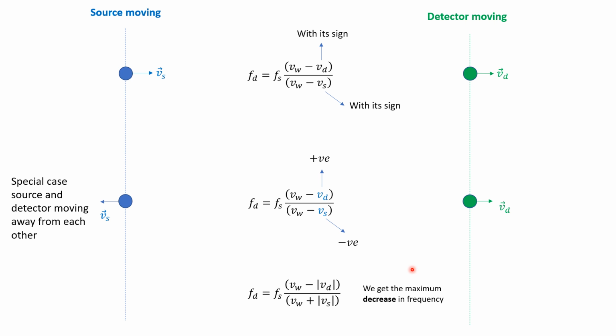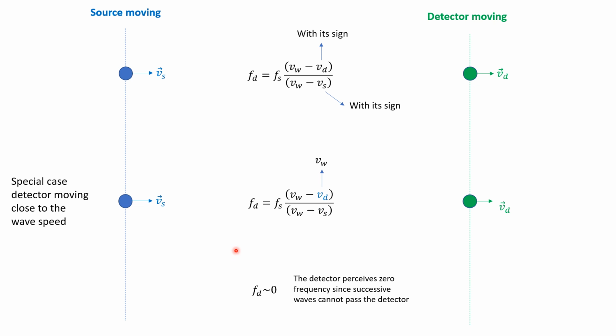And so you can see, if you put VD to be positive, magnitude of VD, because you have a minus here, you have minus magnitude of VD, and Vs is negative, so I can put it as minus magnitude of Vs, so minus and minus gives you positive here. So you get a decrease in the numerator and an increase in the denominator. So this becomes the smallest quantity it can be. And so the frequency is very small in this case.